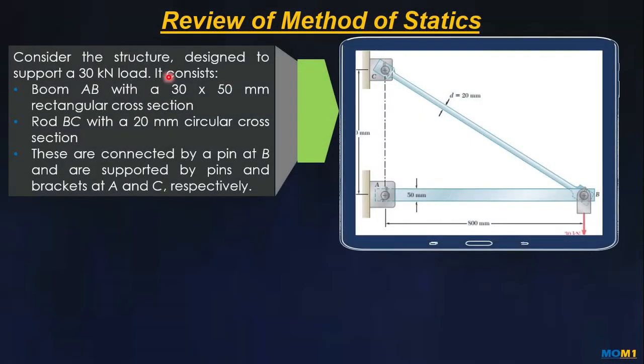Let's review the method of statics. In this, we will consider a structure designed to support a 30 kN load. Now, this 30 kN load is further supported by beam AB, which is of rectangular cross section of 30 by 50 mm in length, and a circular rod BC that is of 20 mm diameter. And these are supported at pins B, A, and C.